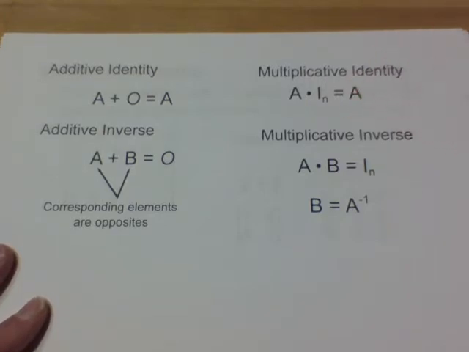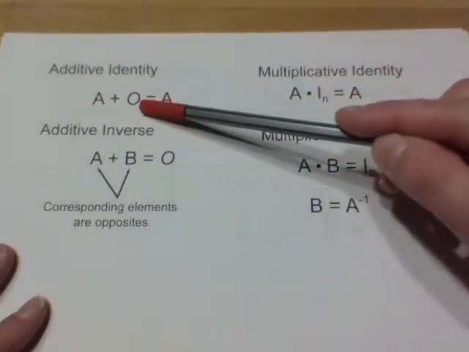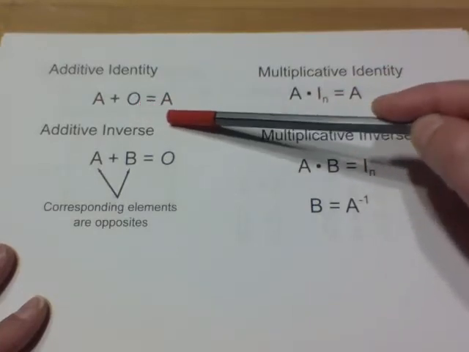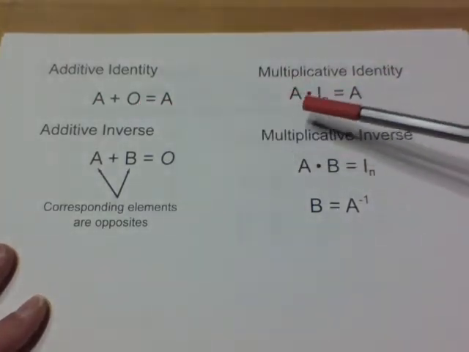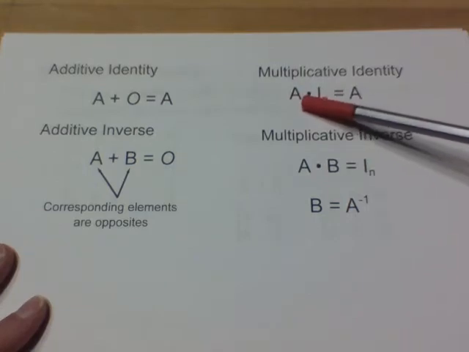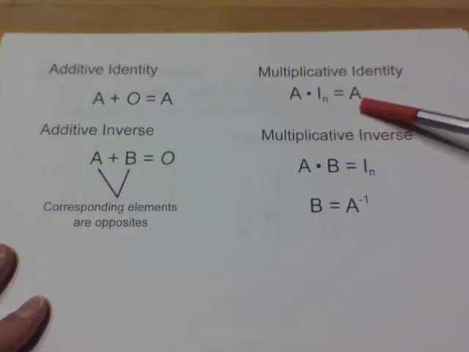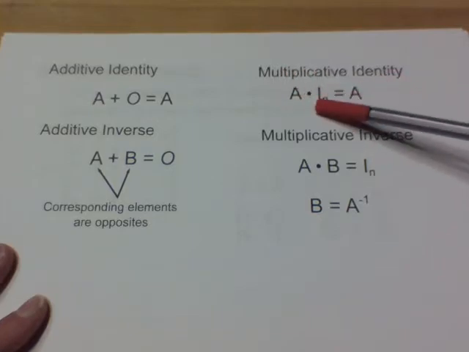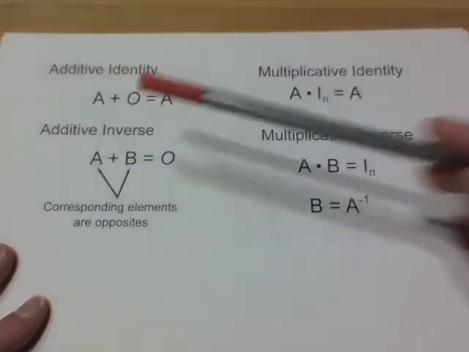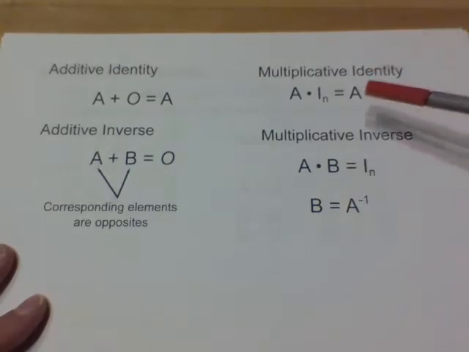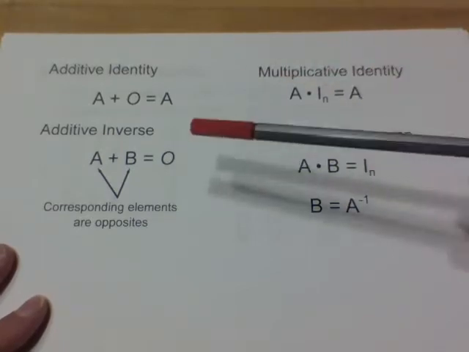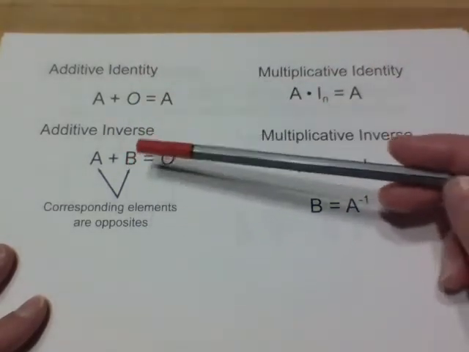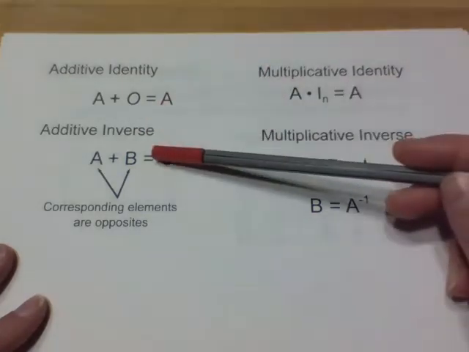So again, in algebra, anytime that you add 0 to anything, you're going to get back to that thing. Anytime in algebra that you multiply by 1, you're going to get back to that same thing. So that happens to actually be called the multiplicative identity and the additive identity in algebra, but we just don't usually call them that.